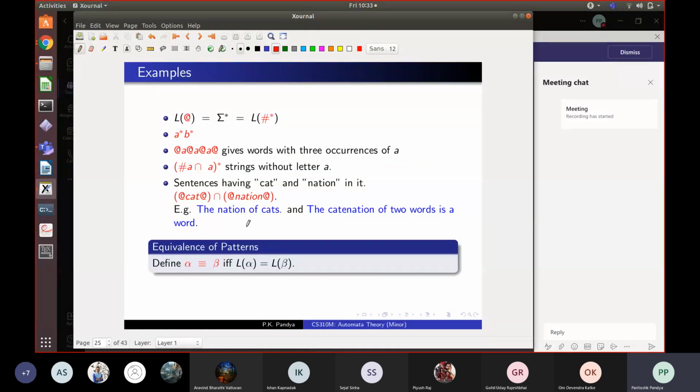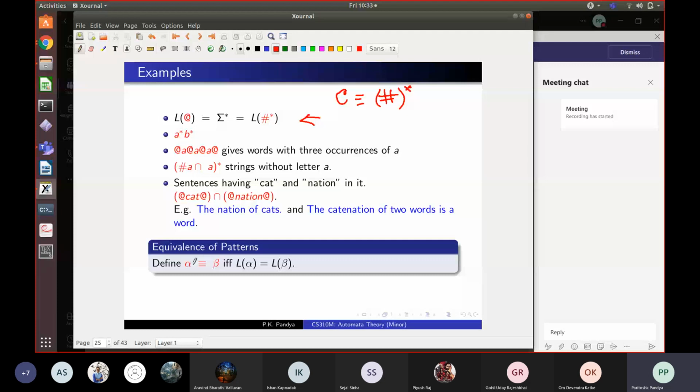Next, we define the notion of equivalence of two patterns. We say that a pattern expression alpha is equivalent to pattern expression beta if and only if the language of alpha is same as language of beta. And this can happen. In fact, here we saw two patterns, at and hash star. These two are equivalent, right? Because they denote the same language sigma star. So we define two patterns to be equivalent if their language is the same. This equivalence is also called language equivalence.